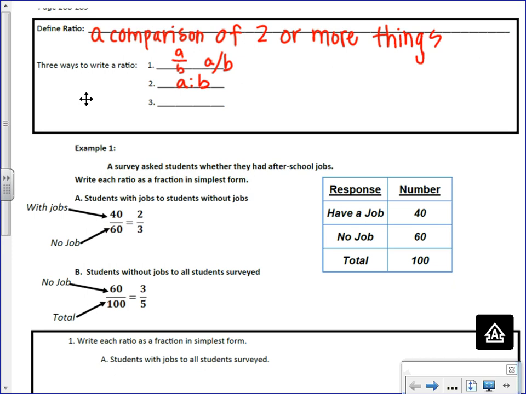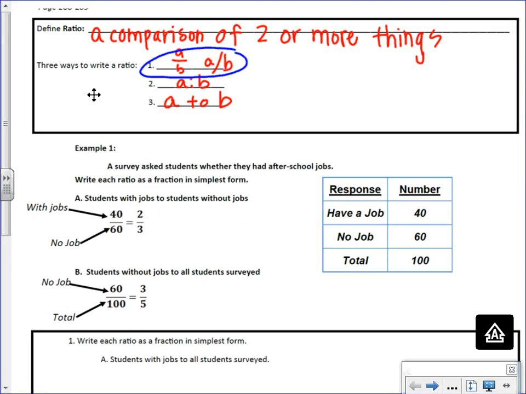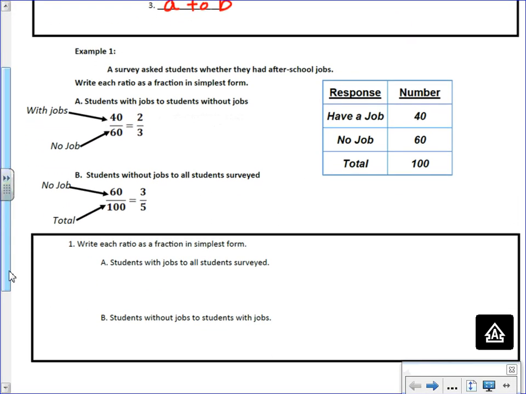They also sometimes just actually write A to B. Those are the 3 ways you're going to write a ratio. Either as a fraction, with the colon, or with the word "to." Those 3, you can write them any way. I will tell you, though, this is what you're going to see the most. And that's probably the most mathematical, because a fraction bar means to divide, so it's going to remind you to divide. Questions about ratio. Example, we're going to look at a survey asked students whether they had after-school jobs.